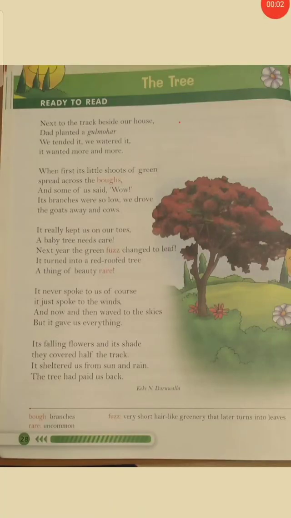Dear students, today I'll be discussing a poem. And the name of the poem is The Tree. And this poem is written by K.K.N. Darwala. I repeat, K.K.N. Darwala. So you remember the name of the poet. This is important for you.